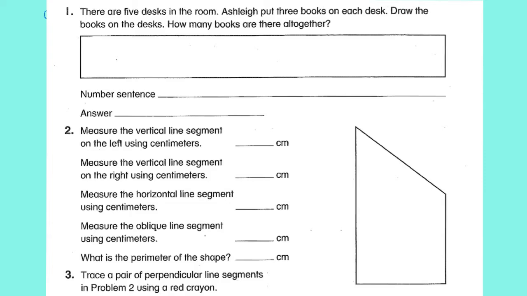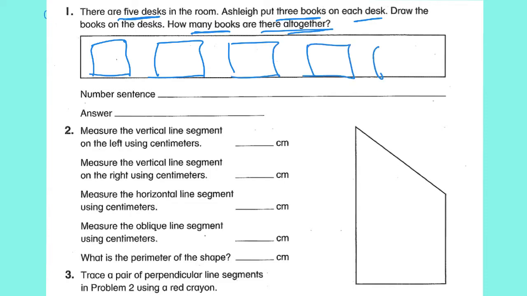So let's go back and underline the important information. 5 desks, 3 books on each desk. So she wants to know how many books all together. So let's go ahead and draw the 5 desks. And then we've got to put 3 books on each desk.